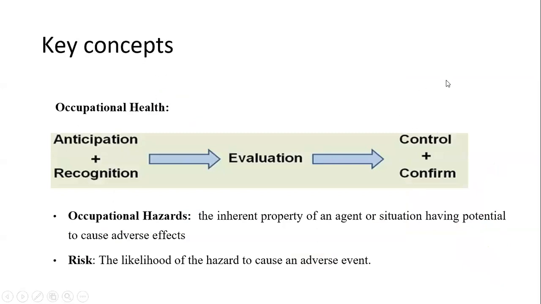In terms of the key theoretical concepts, like I said, most of them were covered last week. We have placed occupational health as being about trying to anticipate and recognize occupational health problems through some evaluation, and then ultimately developing a control mechanism for those problems that have been identified. I think the concept of occupational hazards and occupational risks was fully explored last week.